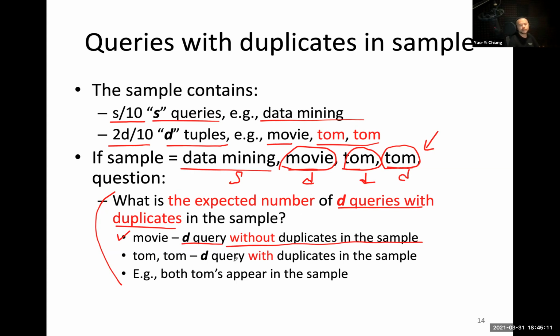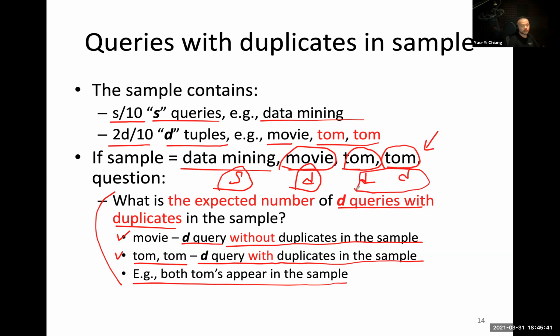So it could be that you only pick one movie and discard the other one. It's also possible that you pick both of the Tom queries. This will be a D query with duplicates in the sample. So for example, both Toms appear in the sample. This way, in your sample, you're going to have S types of queries, D queries that do not have a duplicate in the sample, and D queries that do have a duplicate in the sample.